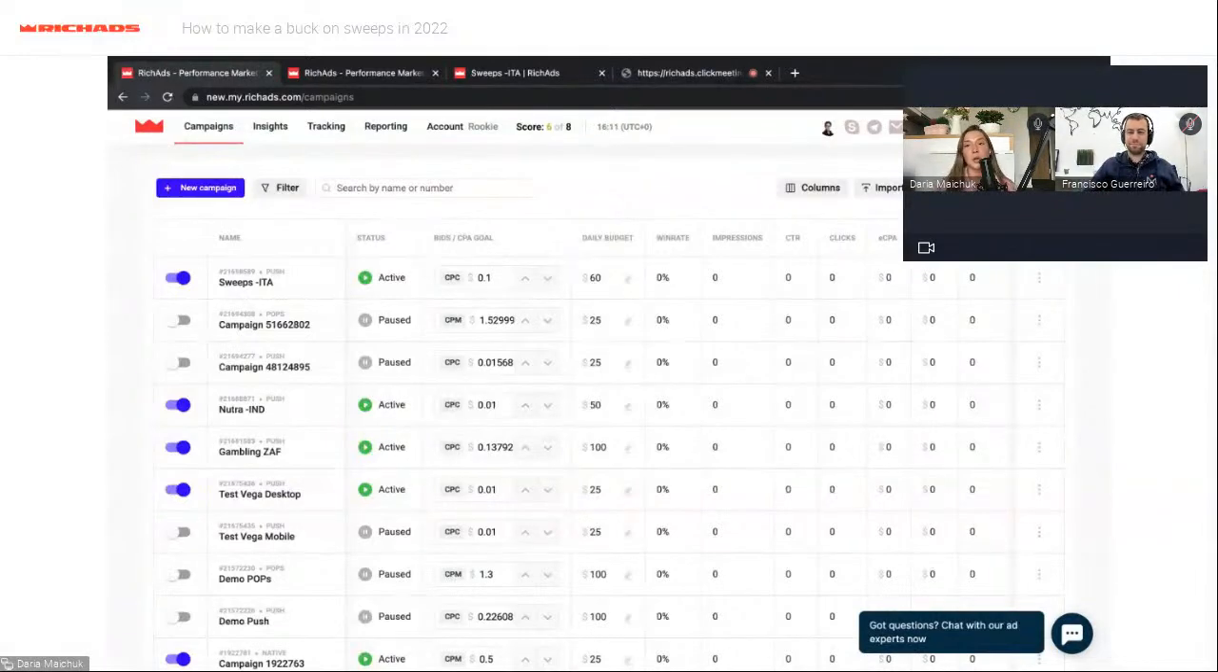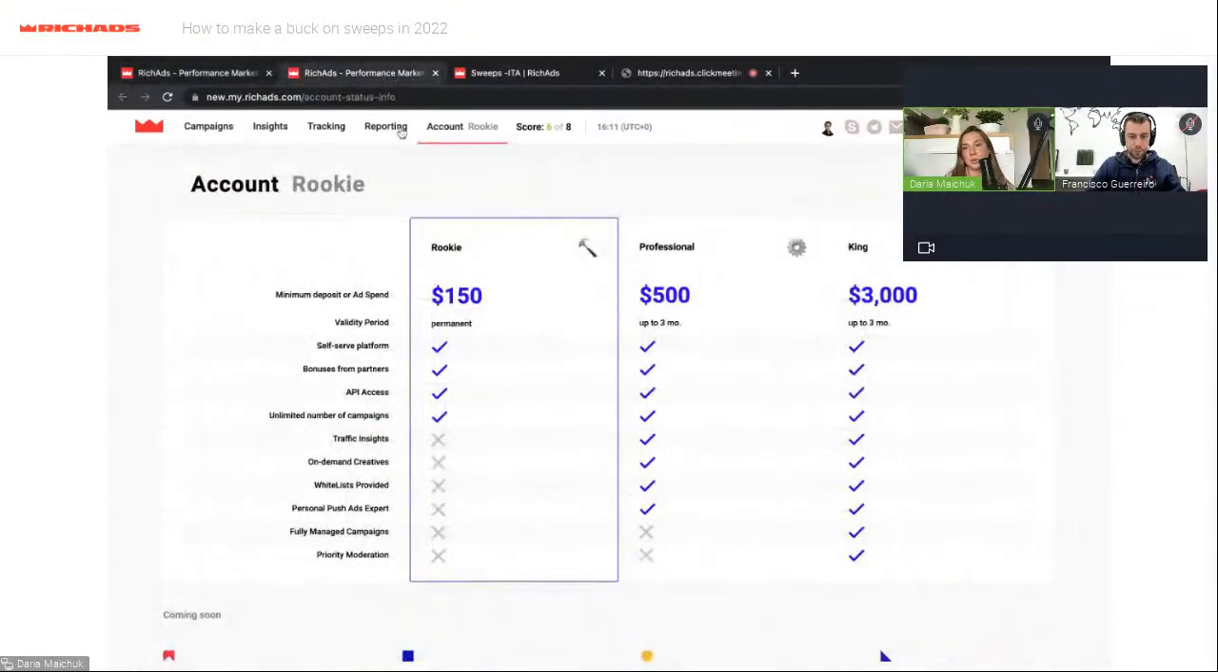Okay, I will show our RichAds account. Here you can see the campaigns that we can set up. And now I will show you the settings of a campaign. First of all, we need to add funds to our account. We have 3 plans: Rocky, Professional, and King.